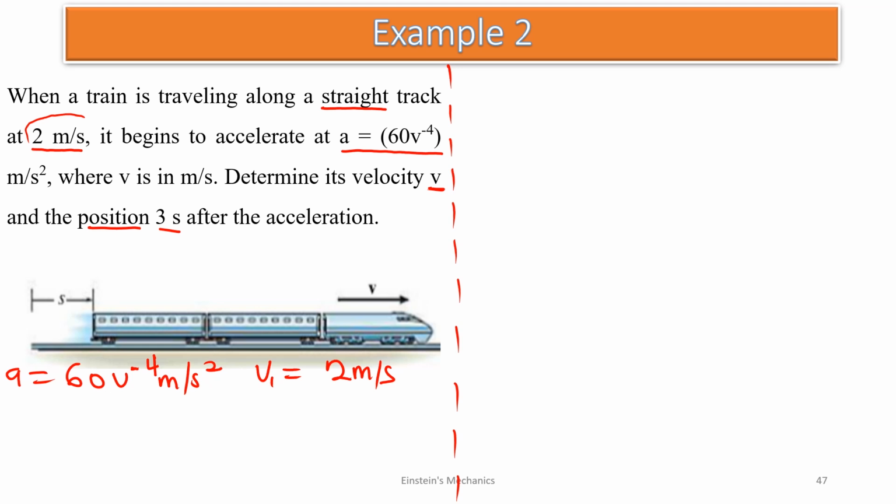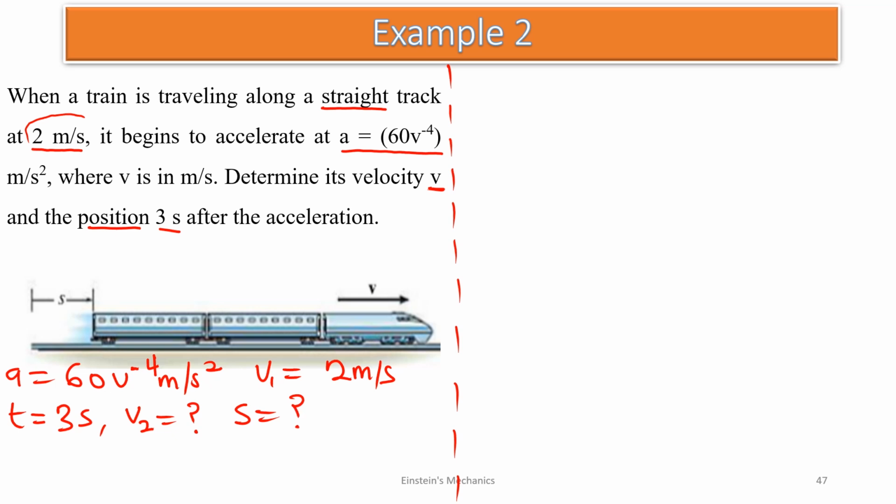Also, I have my time. All this is happening at t equals 3 seconds. So I am to look for the final velocity v, which is unknown, and I'm also to look for the position x, and that is also unknown.